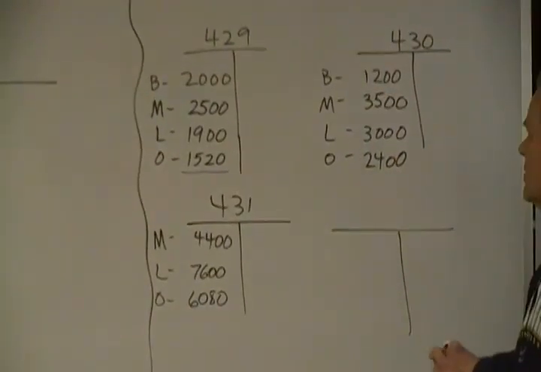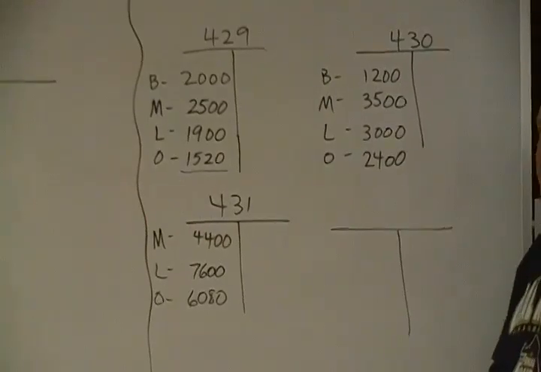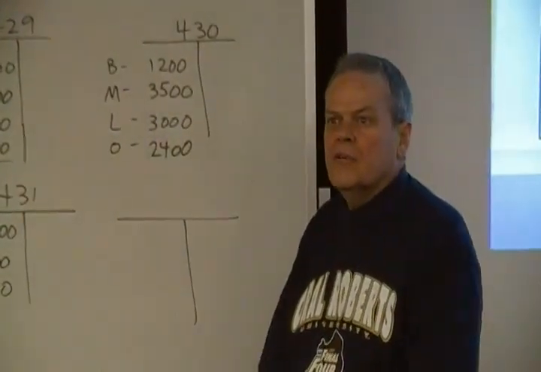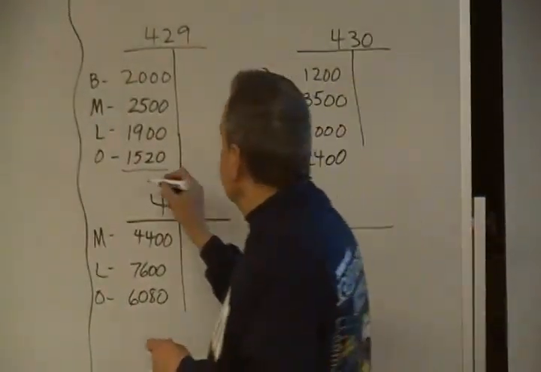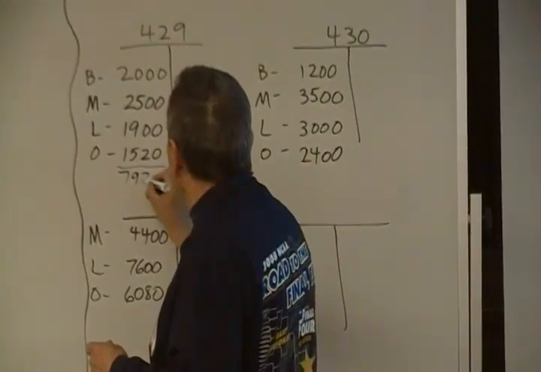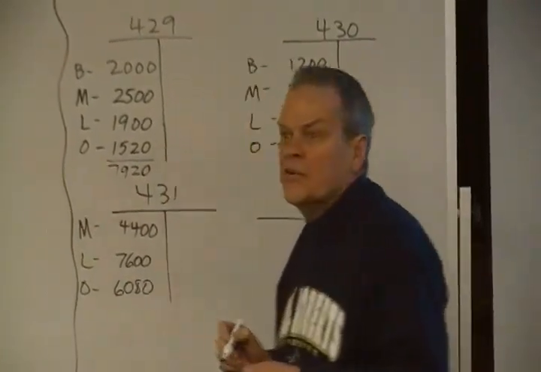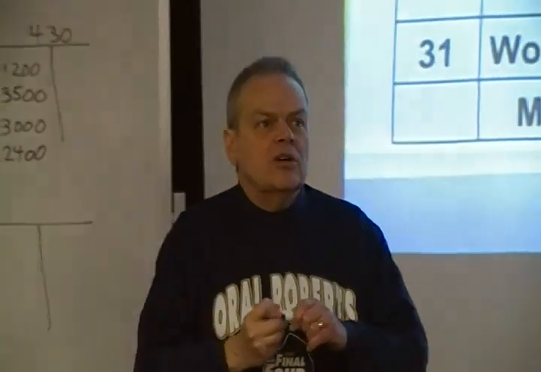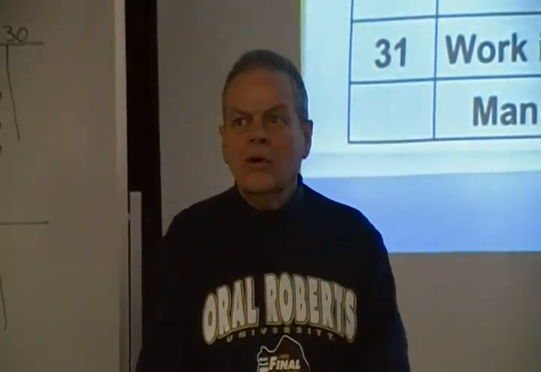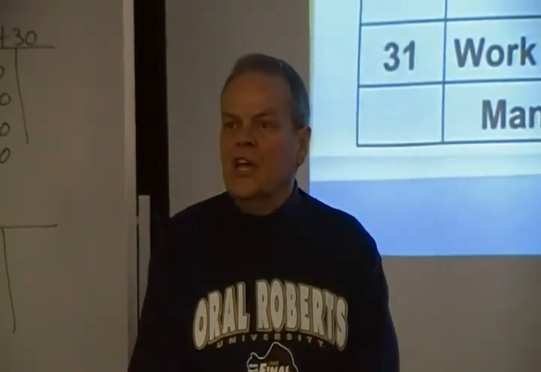Would you sum these costs for me, please? 2,000, 2,500, 1,900, and 1,520 are, Jeff? 7,920. 7,920 has been suggested. I need an auditor. I need a journal entry to record what the book asked us to just now. Jeff?